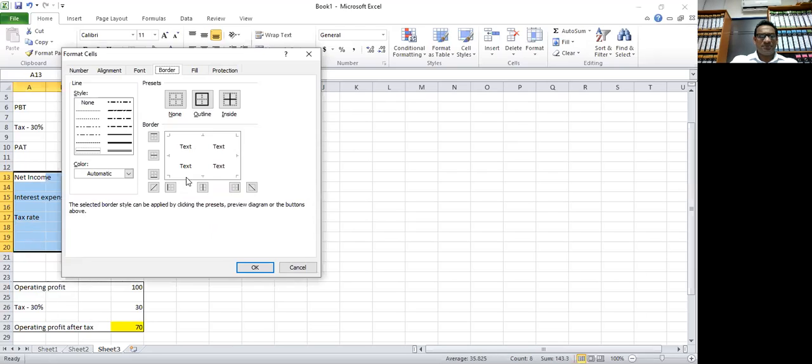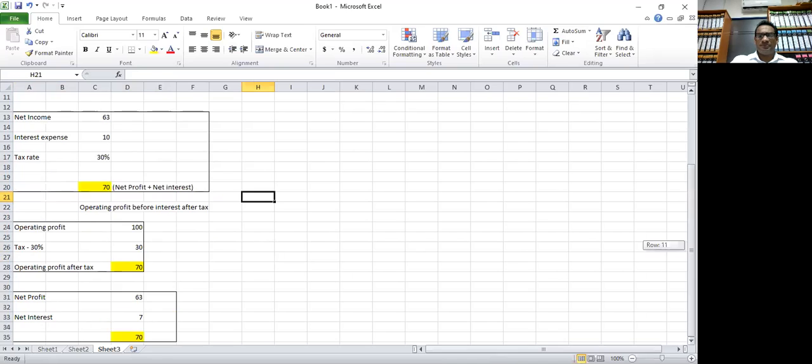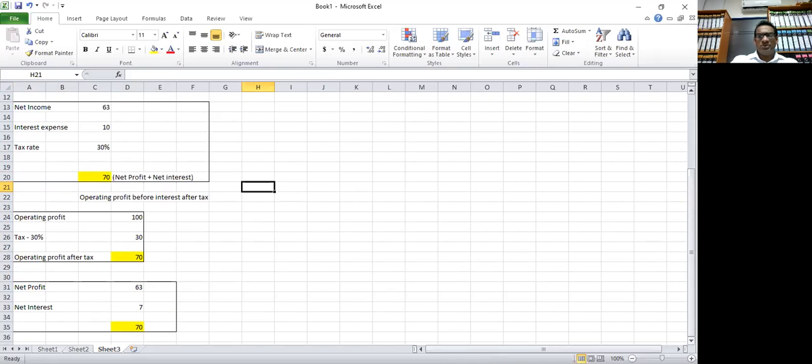Whichever way is correct, I mean, it's up to you. Different ways of getting the same answer. End of the day, the answer has to be 70. So what is 70? You can simply remember it as net profit plus net interest, interest after the tax shield. Are we clear?